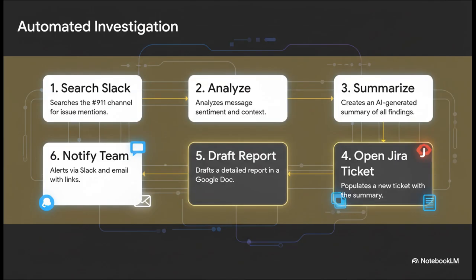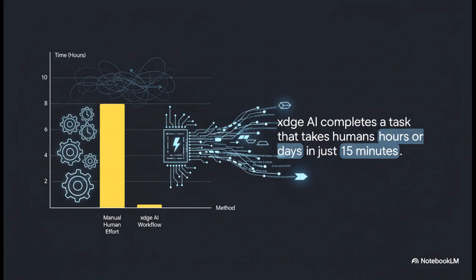And in response, the planning agent built this entire 6-step workflow on its own. It's searching Slack, analyzing what people are saying, summarizing the key findings, opening a Jira ticket, drafting a full report in Google Docs, and then notifying the whole team. A complete end-to-end investigation from a single sentence. The result here is, well, it's just staggering. A task that would normally take a team hours, maybe even days to complete, was done by the Edge AI workflow in about 15 minutes. This isn't just saving a little bit of time. This is a total revolution in how fast you can operate.